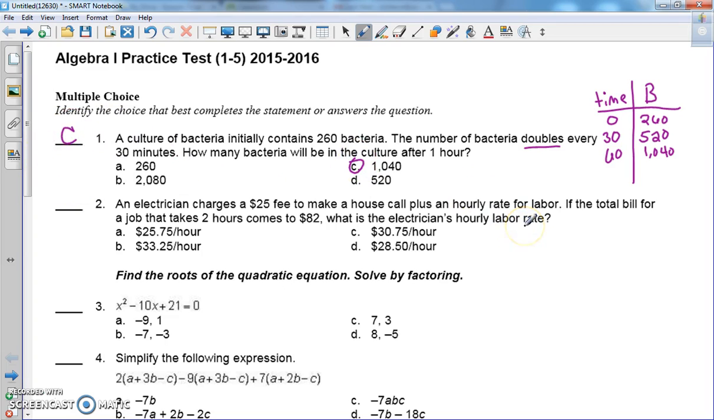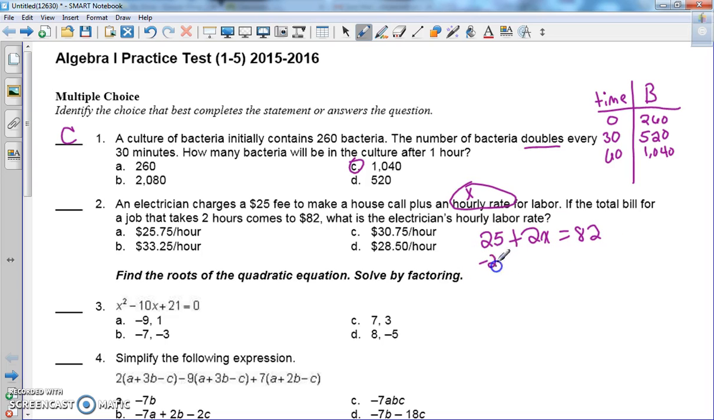On number 2, it says, an electrician charges a $25 fee to make a house call plus an hourly rate for labor. If the total bill for a job that takes 2 hours comes to $82, what is the electrician's hourly rate? So let's start off with making an equation. If I have $25 that we add, I'm going to put X in for my hourly rate. So we did 2 hours, so I'm going to do 2 times our rate, and that's going to equal the total cost, which is 82.